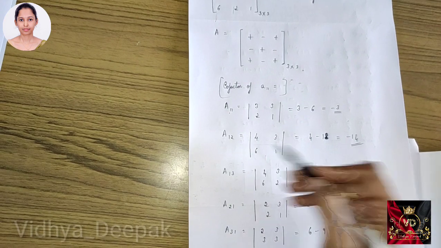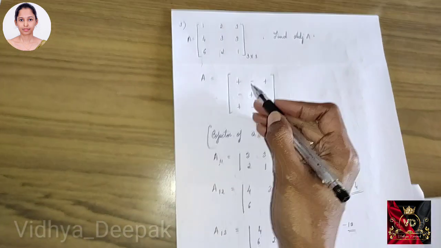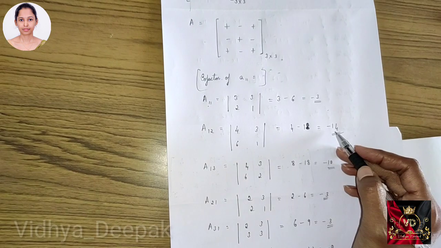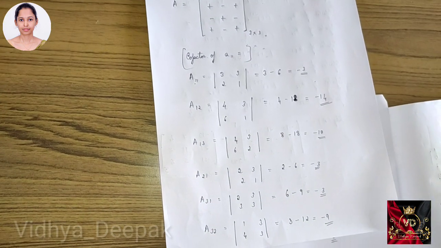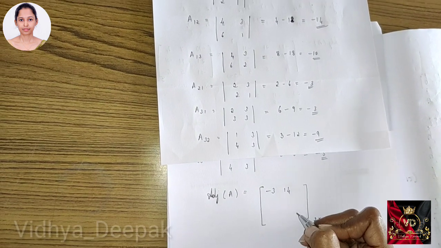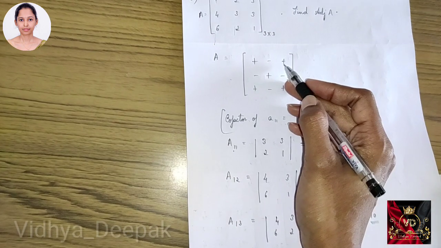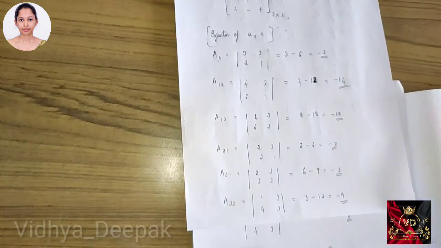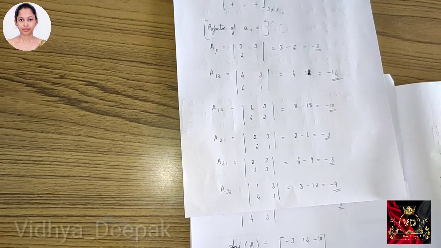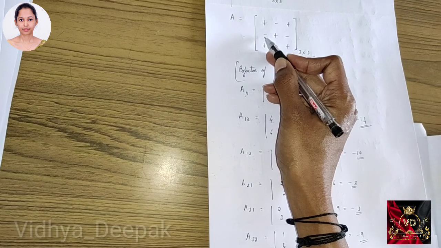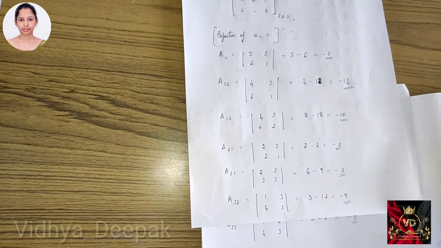Again, A12. A12 is minus 14 into minus. So what do you have? This is minus 1. Minus 14 into minus 1 is minus into minus plus. So plus 14, A12. A13 is minus 10 into plus. So minus into plus is minus. So that is minus 10. Again, A21 is minus 3. Minus into minus plus. So that becomes plus 3.